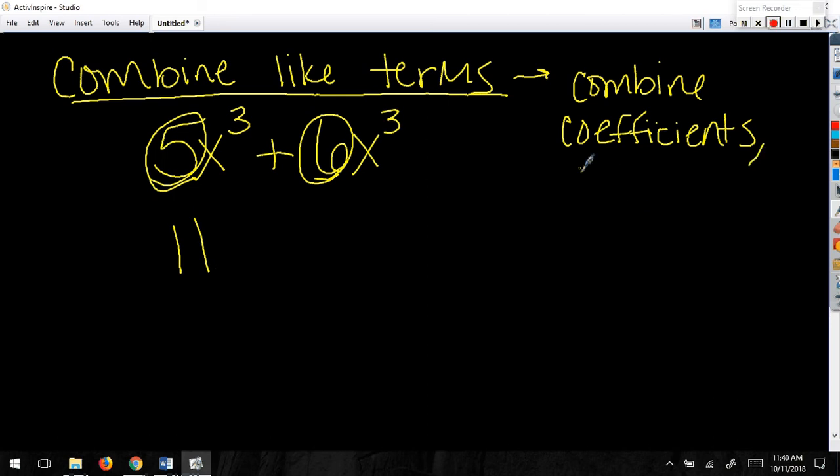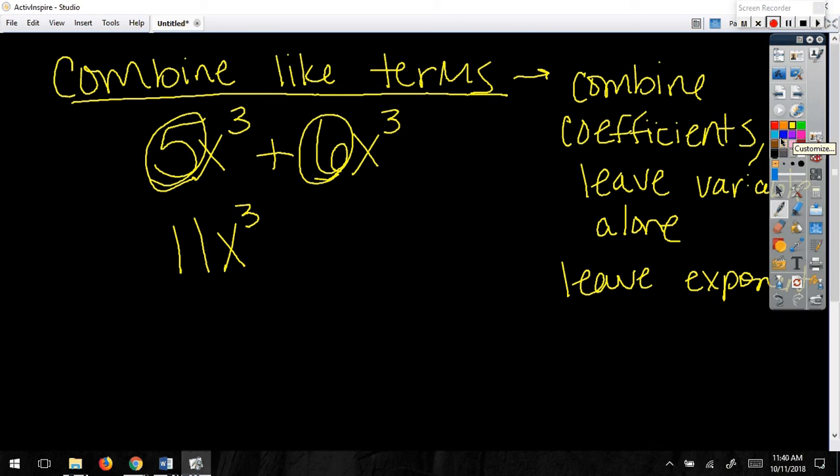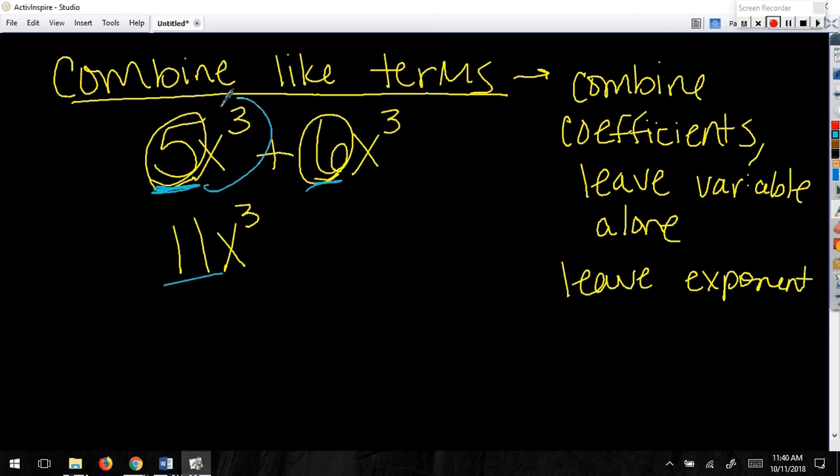When we combine the coefficients, we leave the variable and the exponent alone. We're going to leave the exponent. Okay, so this is going to become 11x to the third. That portion is what we leave alone. Okay, we leave the variable alone and the exponent alone, and we only combine the coefficients. All right, so 5 and 6 is 11, and then we have the x cubed here.